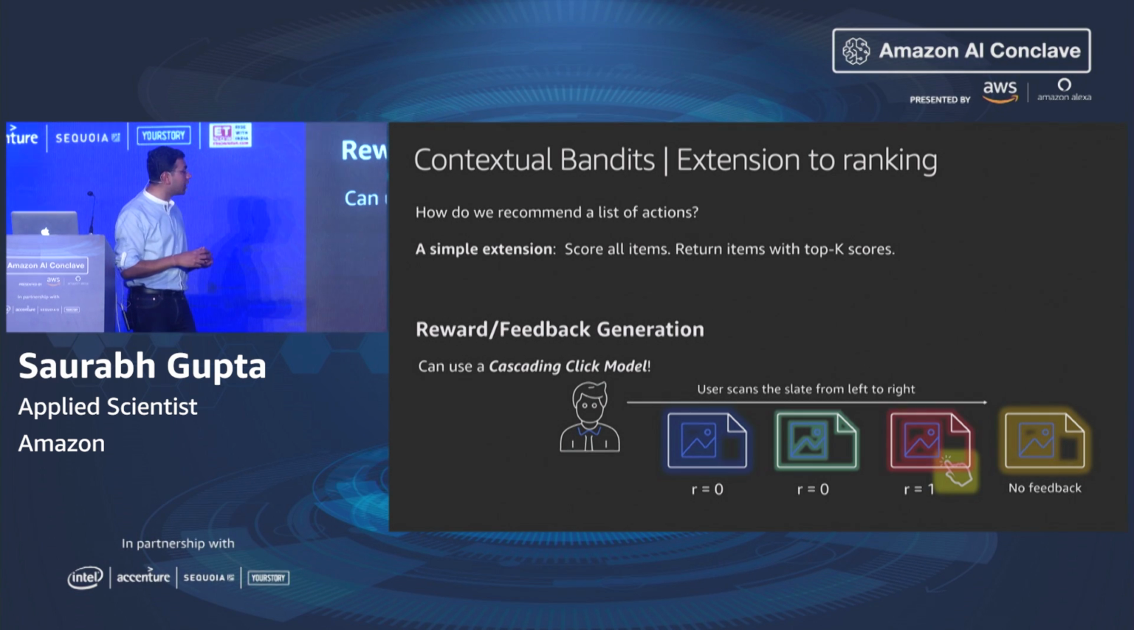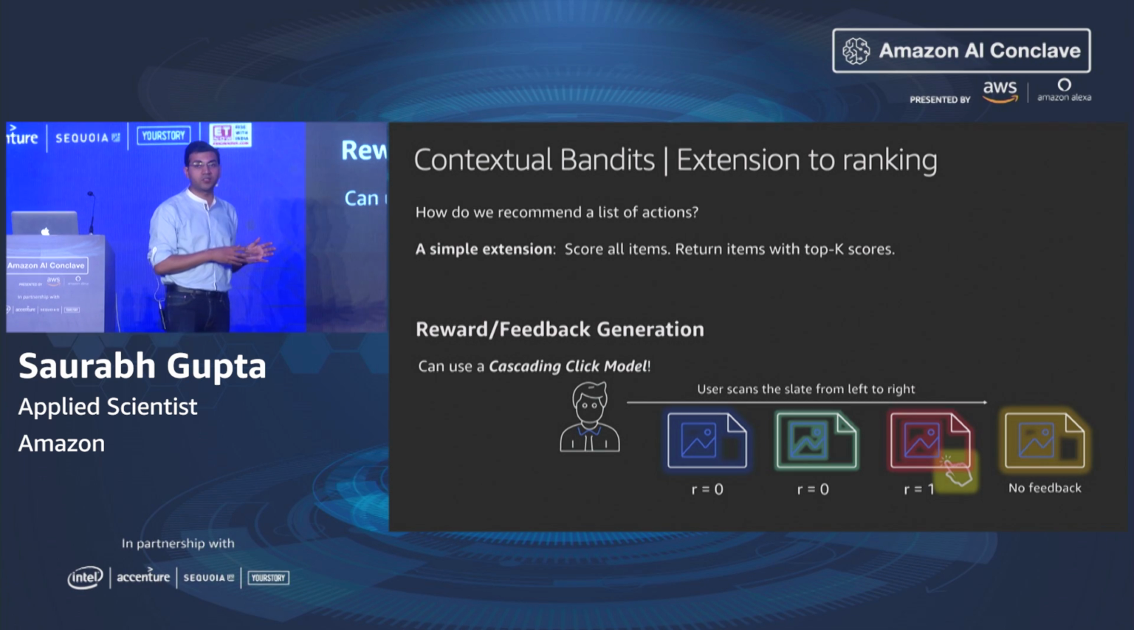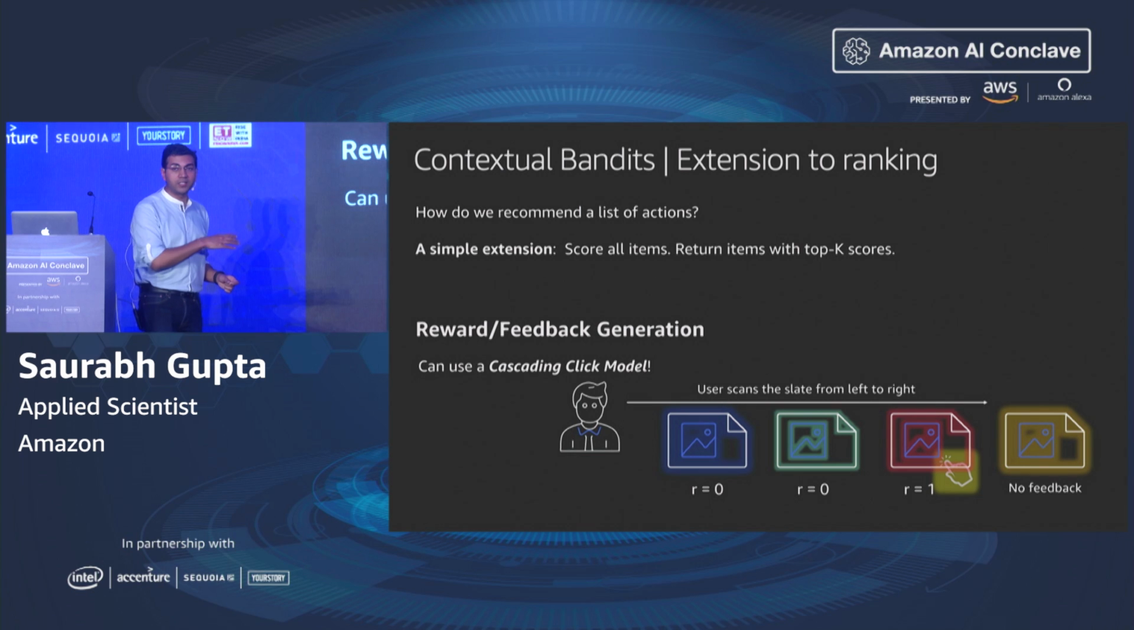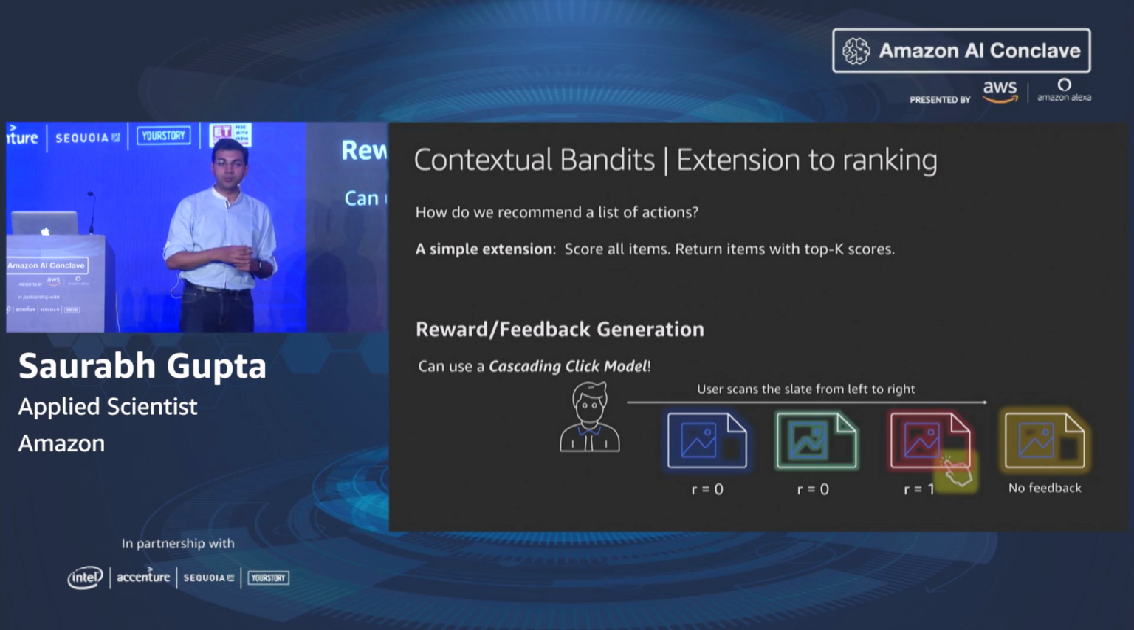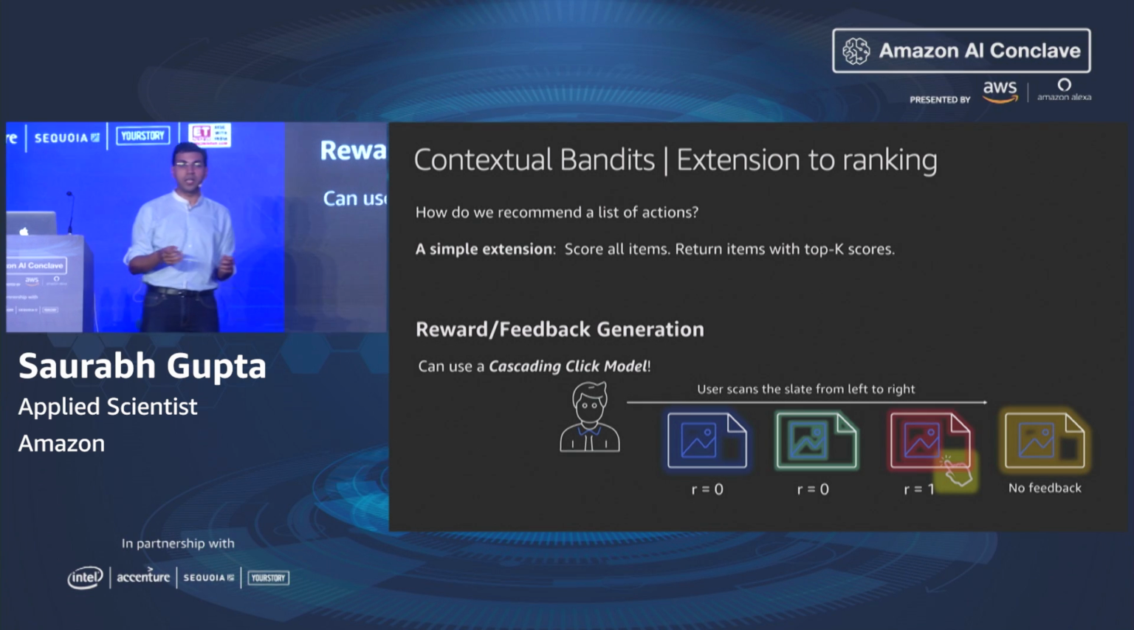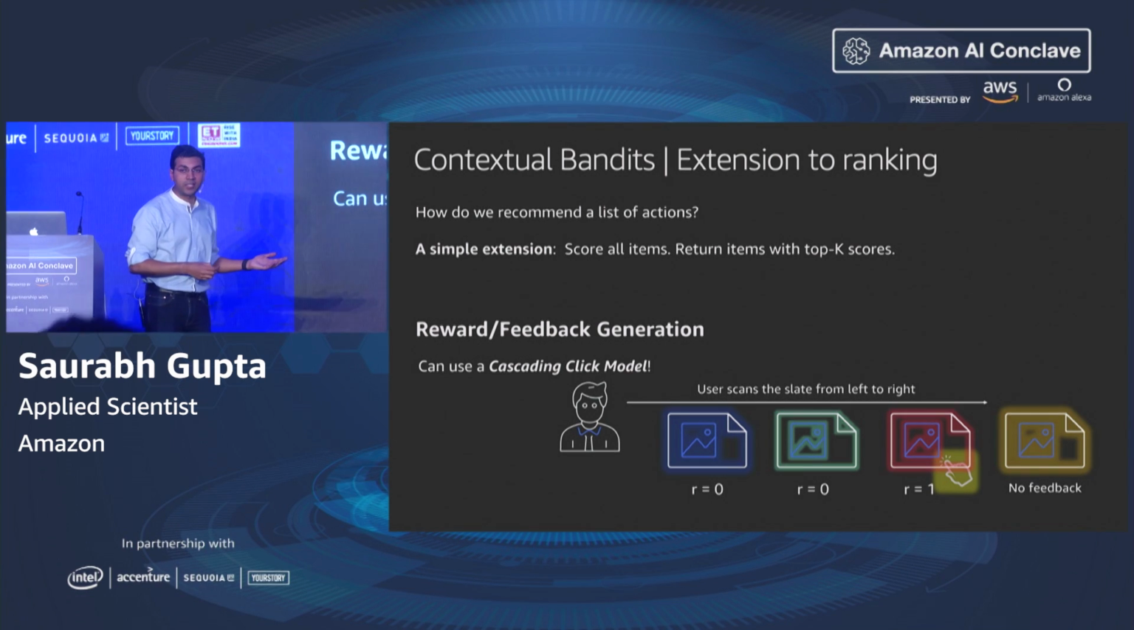So we assume a cascading click model here. This model is very simple. It just tries to simulate user behavior. We assume that the user is scanning this list of items from left to right. If the user is interested in an item, the user will click on that item. We give a reward of 0 to the items before the clicked item, assuming that the user saw these items but didn't like them. And we don't generate any feedback for the items after the clicked item because we assume that the user did not look at them. So that's the cascading click model.